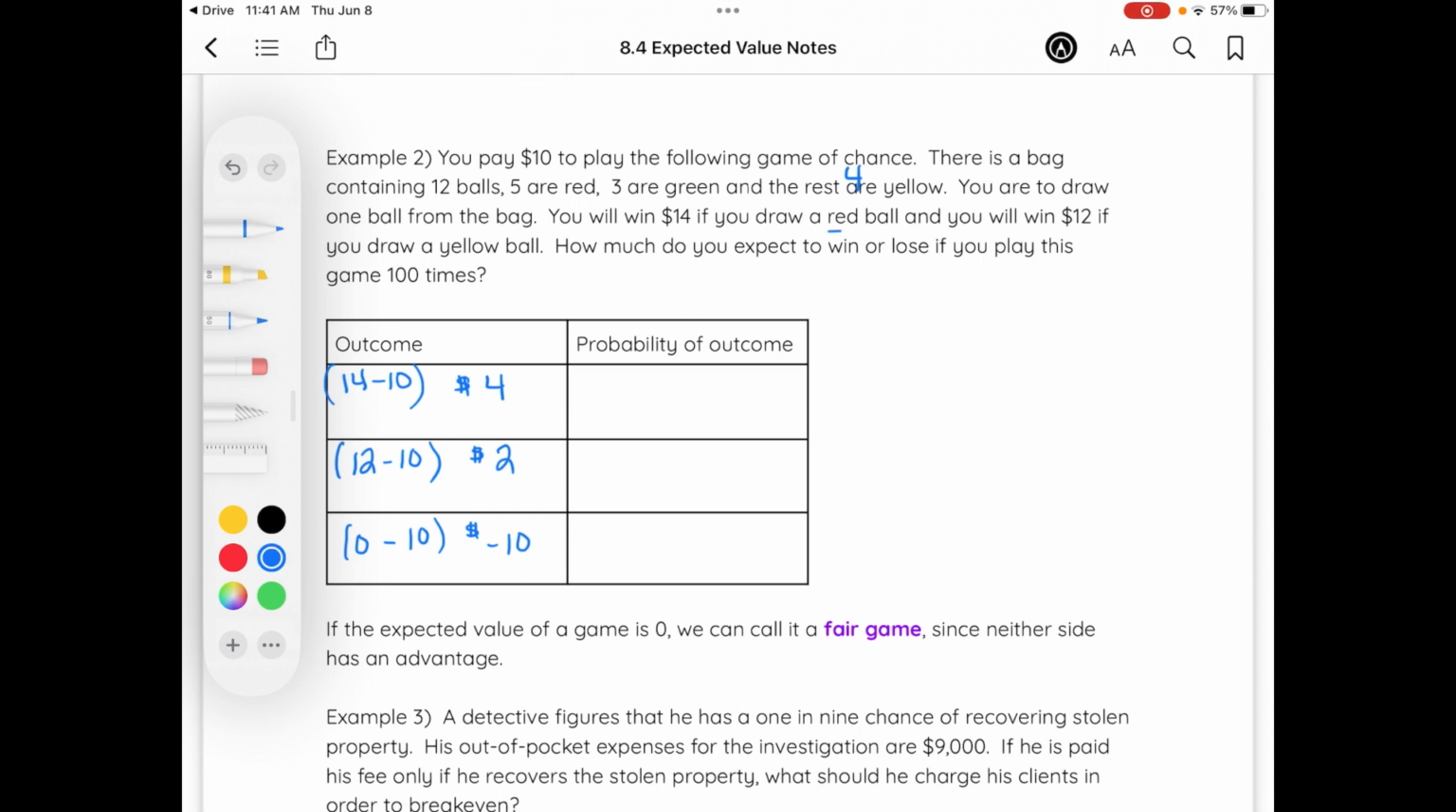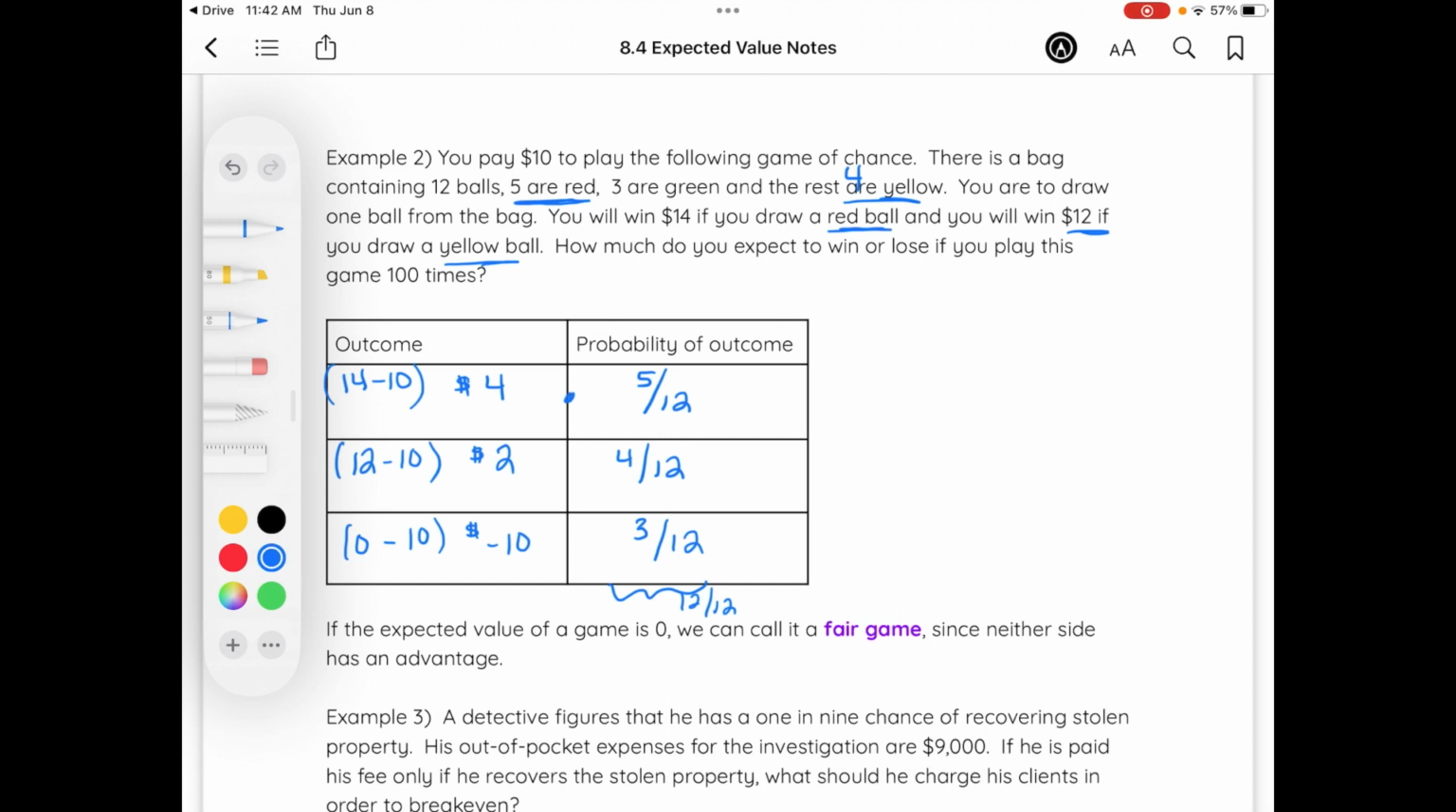So we will win $14 if we draw a red ball. There are 5 out of 12 that are red. We'll win $12 if we draw a yellow. So yellow would be 4 out of 12. And then the remaining balls are green, so this must be green, again so that we would have 12 out of 12 balls all accounted for.